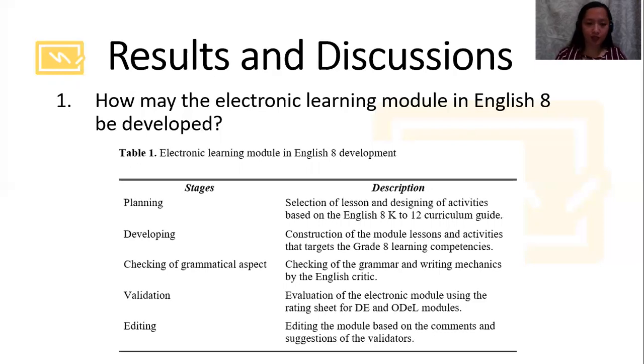So those are the different stages. For the planning, selection of lessons and designing of activities based on the curriculum guide was undertaken. For the developing stage, construction of the module lessons and activities that target English 8 learning competencies was done. For the next part, the checking of grammatical aspects, the English critic checked and corrected the grammar and writing mechanics of the module. For the validation, the experts or the validators evaluated the learning module using the rating sheet. And lastly, for the editing stage, the module was edited based on the comments and suggestions of the validators and the language critic.